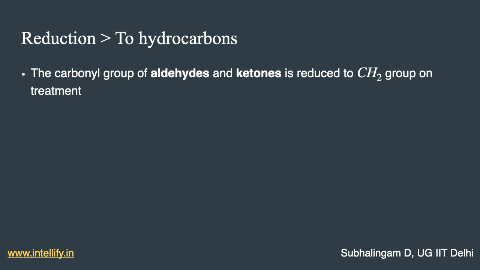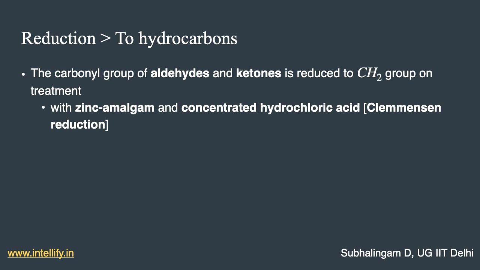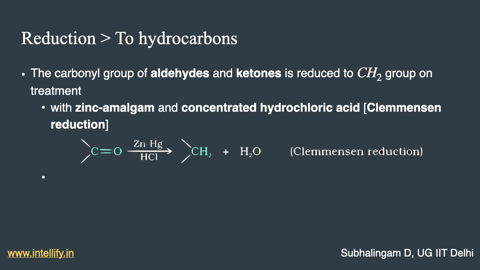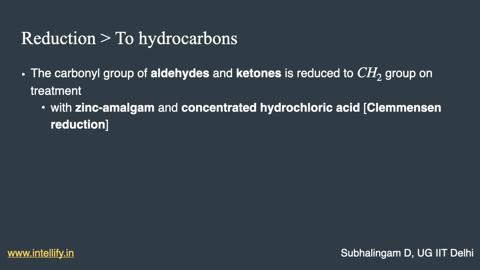Reduction to hydrocarbons. The carbonyl group of aldehydes and ketones is reduced to a CH2 group on treatment with zinc amalgam and concentrated hydrochloric acid. This is known as Clemmensen reduction. So this is an example. We have a CO group, and when I treat it with zinc amalgam, that is ZnHg, in the presence of concentrated hydrochloric acid, I get the reduction of the CO group to a CH2 group, and this is known as Clemmensen reduction.